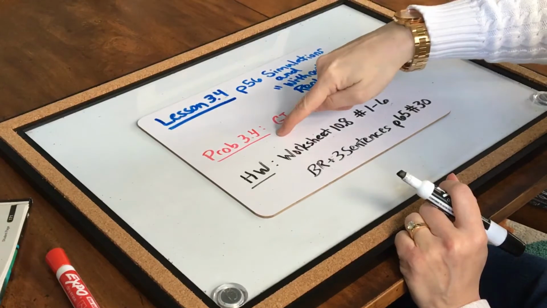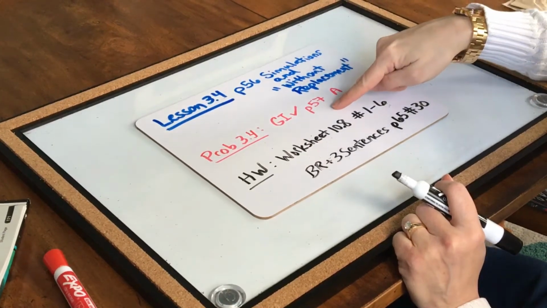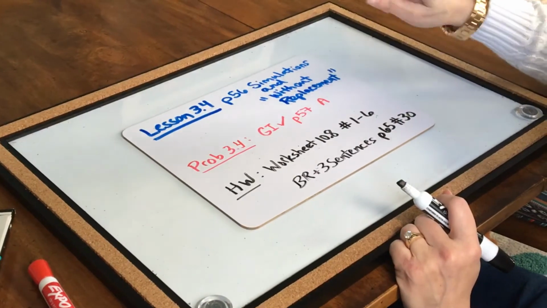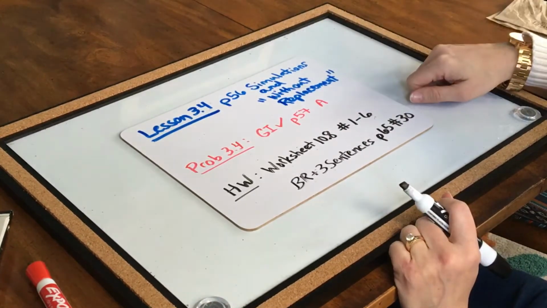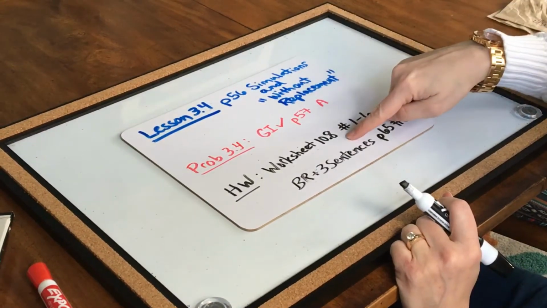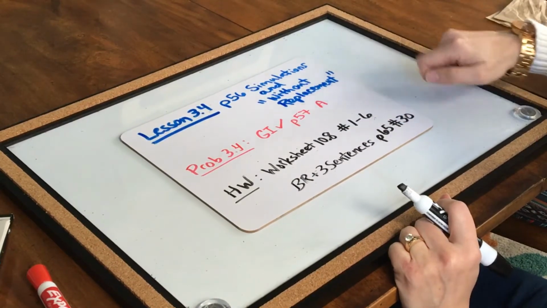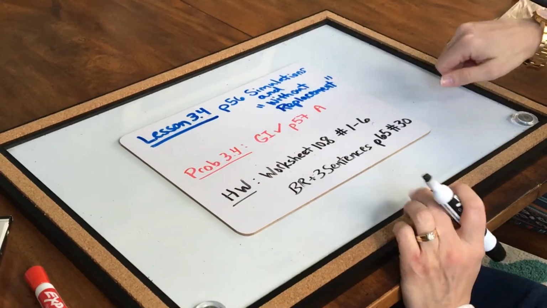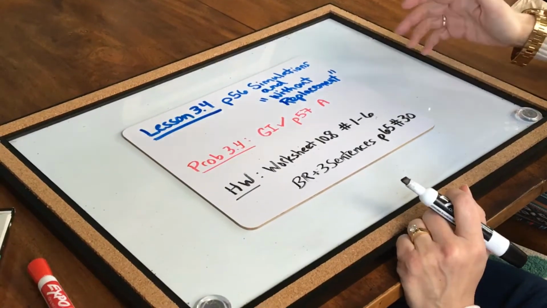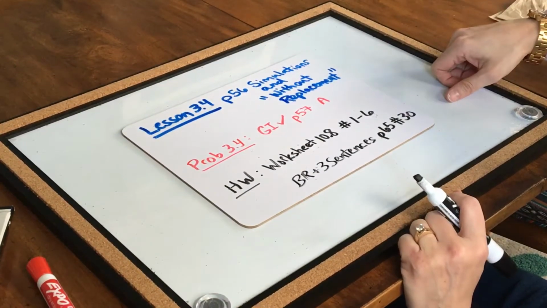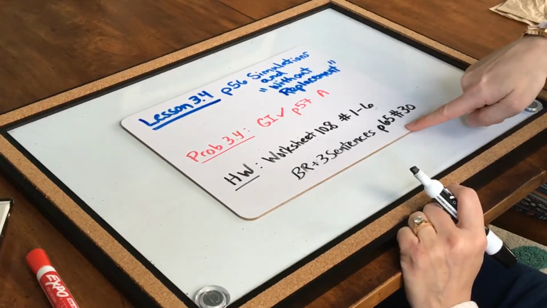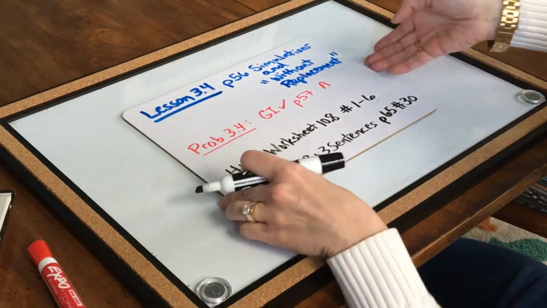We're going to be doing problem 3.4, and your got it check's going to be on page 57, and it's just going to be A. There's only one problem in A, so that's your only got it check. Your homework today is going to be a worksheet 10.8, numbers 1 through 6. Again, you can either do it on the worksheet and scan and attach it, or you can do it in a Google Doc. And you're also going to have a bell ringer today plus 3 sentences. That's page 65, number 30. Let's get started.